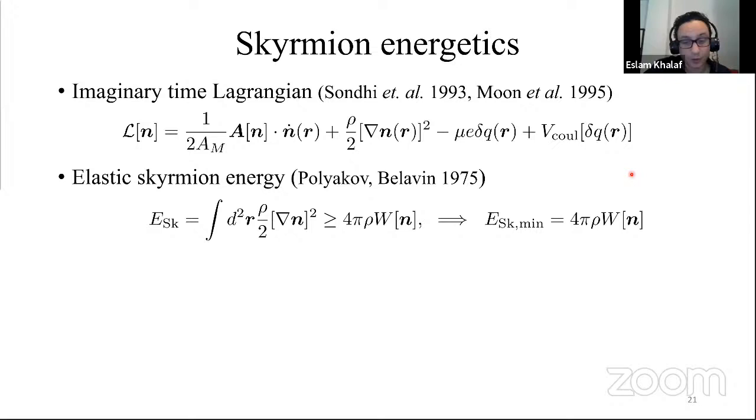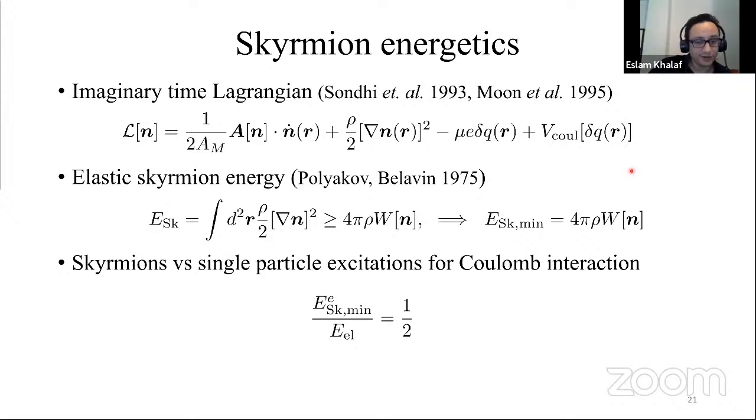And in a quantum Hall ferromagnet with Coulomb interaction, it turns out that this value is actually exactly 1/2 the energy of adding an electron with the opposite spin to the system. So if we want to dope a quantum Hall ferromagnet, the energetically cheapest way to do it is actually by forming a skyrmion rather than by adding an electron.